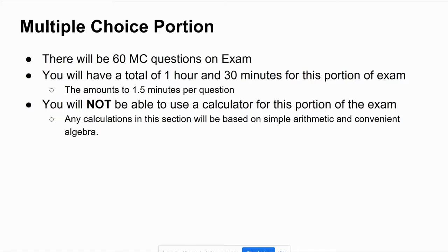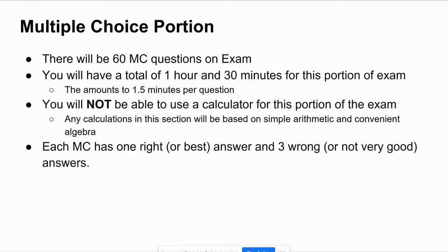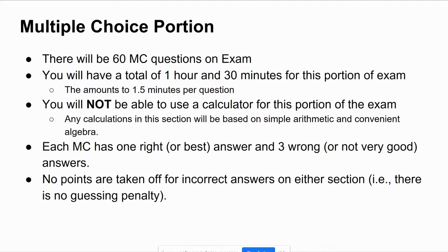Generally speaking, if you do have to do any calculations for the multiple choice section, they're going to be based on simple arithmetic and pretty convenient algebra. Now, each multiple choice question is going to have one right answer and 3 wrong ones. And you're not going to have any points taken off for guessing.